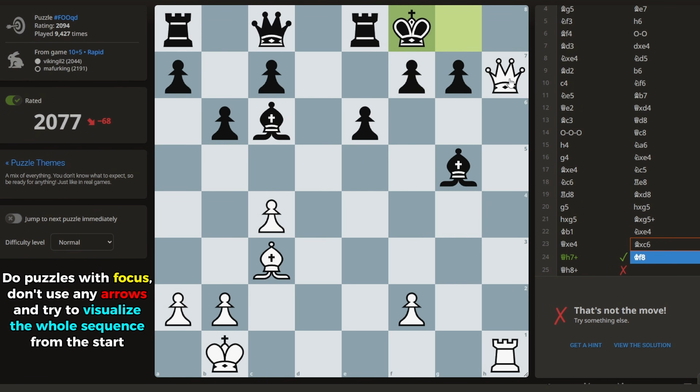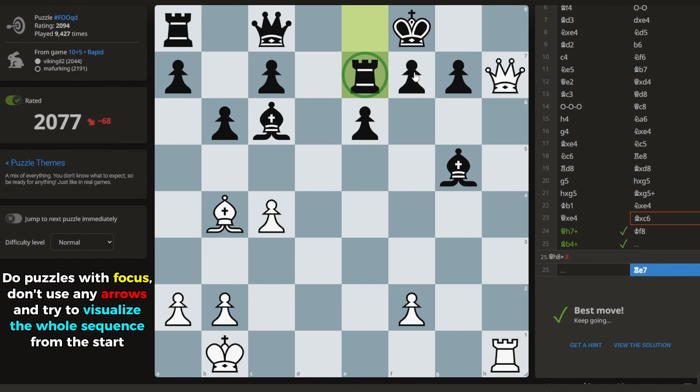So let's look at all the checks. Queen g8 and queen h8 don't work. Bishop g7 doesn't work either because the king runs away. And now we have come to the conclusion. We have one more check. We have bishop to b4. And as it turns out, after bishop b4, rook blocks. And now this right here is checkmate.